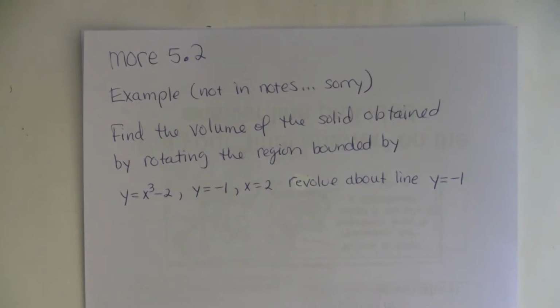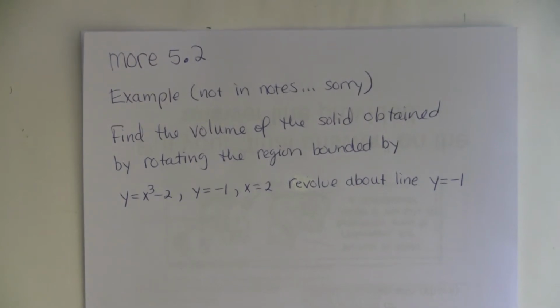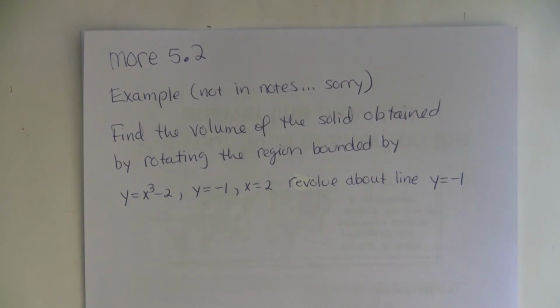And here's an example, and I'm sorry, this example is not in your notes, but find the volume of the solid obtained by rotating the region bounded by y equals x to the third minus 2, and also y equals -1 and x equals 2. And you're going to revolve that about the line y equals -1.